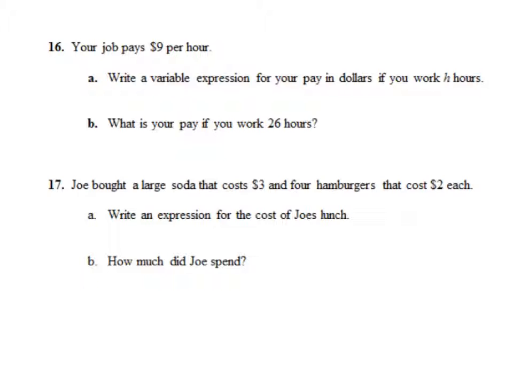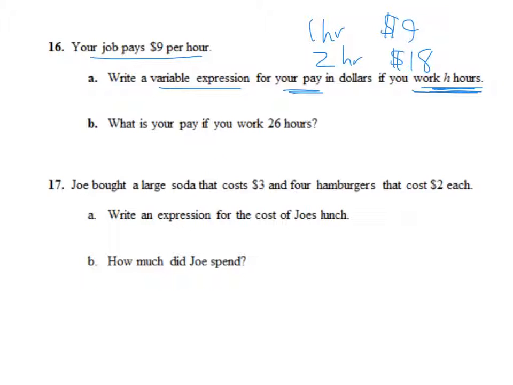Okay, your job pays $9 per hour. Write a variable expression, so it's going to have a variable and an operation for your pay. So how much do you make if you work H hours? So if you work 1 hour, how much do you get paid? You get paid $9. If you work 2 hours, you're going to get paid $18. So what we're doing is we're taking the hours and we're multiplying by 9. So the expression is 9H.